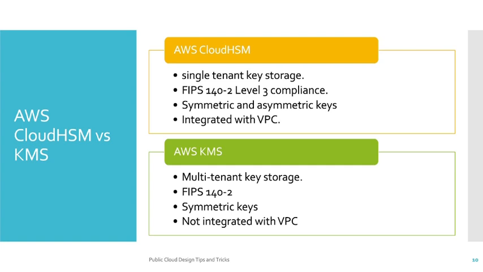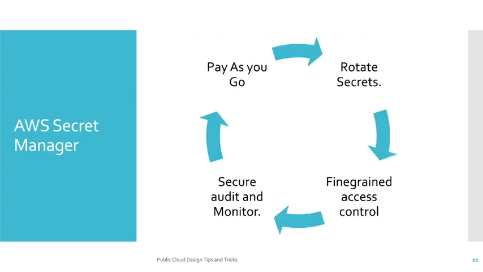CloudHSM supports both symmetric and asymmetric keys. Symmetric means that if you are encrypting your data, then with the same key you can decrypt it. Whereas asymmetric means if you are encrypting with one key, then with another key you can decrypt it. Now in KMS, it is only symmetric keys. AWS CloudHSM is integrated with VPC, that means the network is in your control. Whereas KMS has not been integrated with VPC, that means Amazon is managing it.